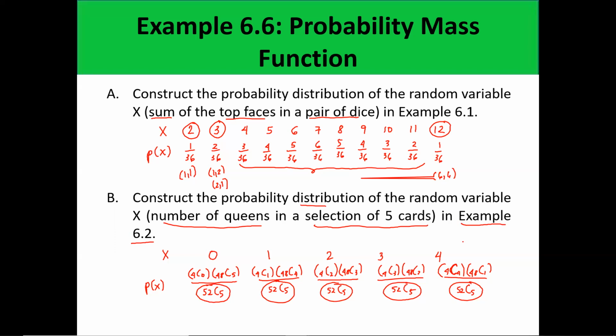queen cards respectively. Now the probabilities: whenever the selection doesn't have a queen card, the total number of ways of selecting 5 cards with no queen cards would be 4 combination 0 times 48 combination 5, because that means all the 5 cards selected will come from the 48 non-queen cards. Now for x equals 1, there's one queen card selected from the 4 queen cards, and we multiply it with the total number of ways of selecting 4 cards from the 48 non-queen cards.